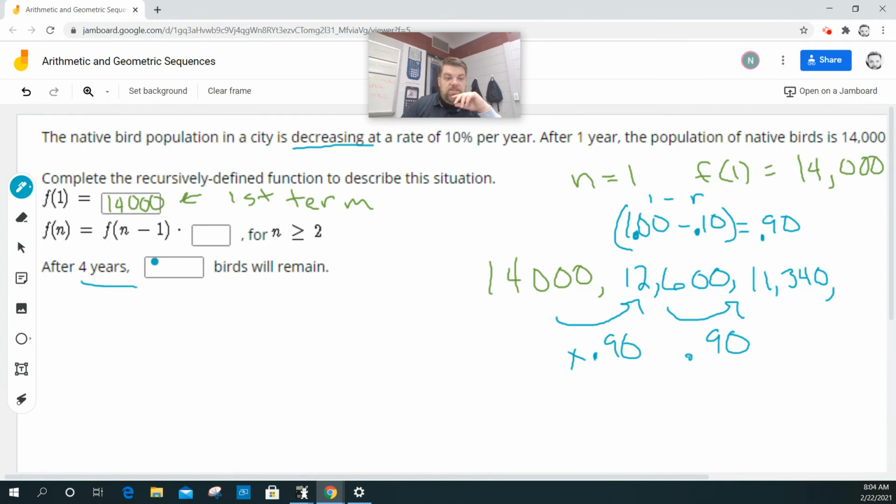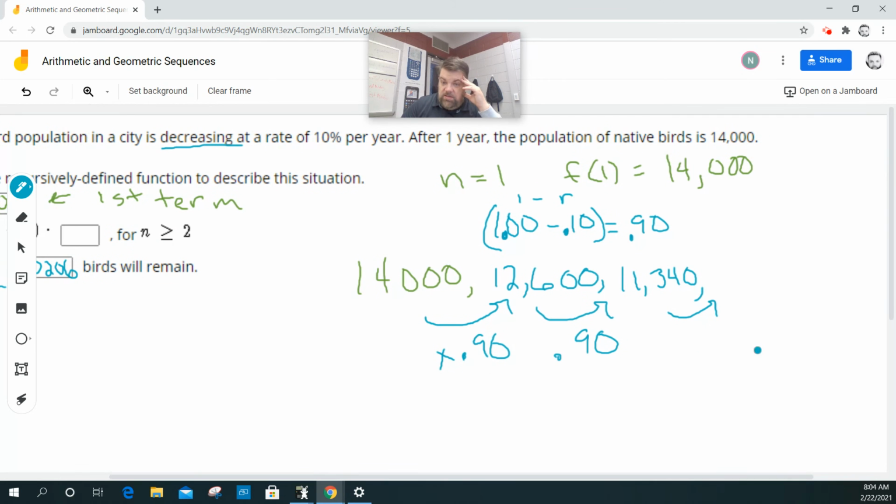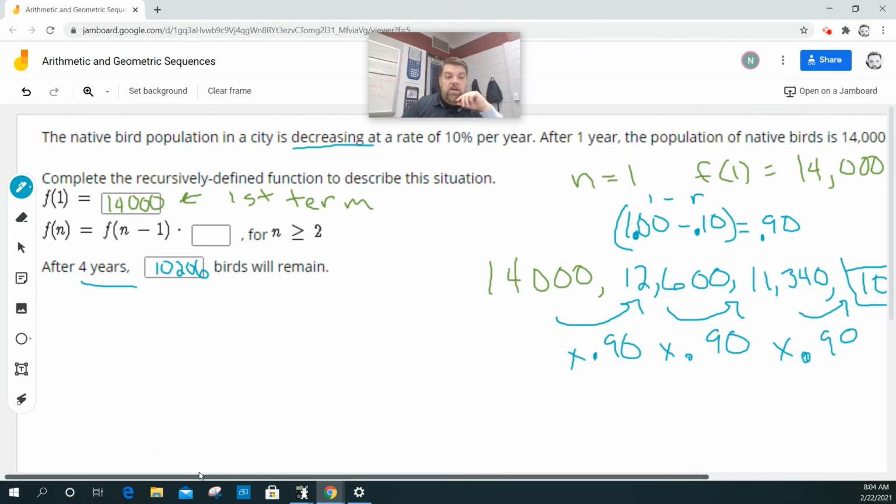So this will be 10,206, and that's just because we multiplied this by 0.9 again, and that gives me my 10,206. Now, I could have put this in the explicit form and done that. Oh, I forgot to write down that we're multiplying each term by 0.90 or just 0.9. But I did it in the recursive notation.